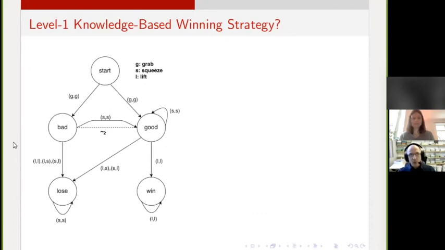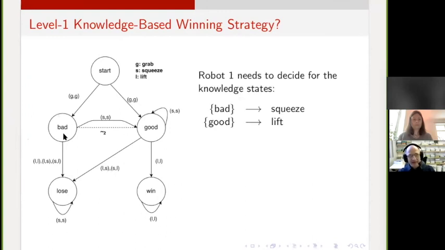Then the level 1 knowledge, which are sets of locations now. For the first robot, nothing changes because the observations anyway were singletons. So there's nothing to improve upon with knowledge. So knowledge here doesn't really help the first robot. Knowing bad, the first robot has to squeeze. Knowing good, robot 1 has to lift.